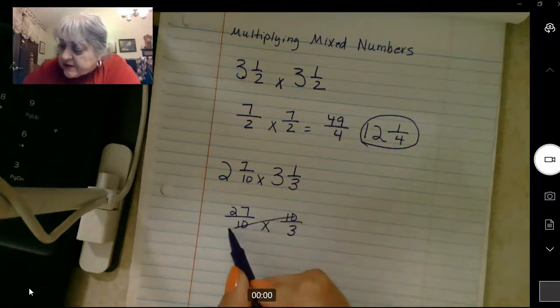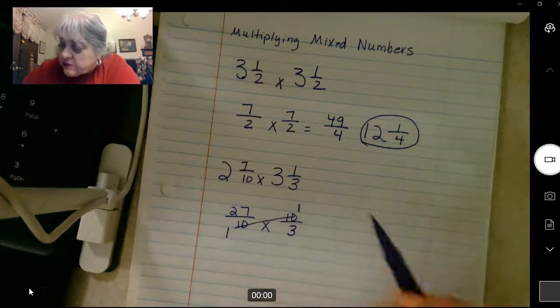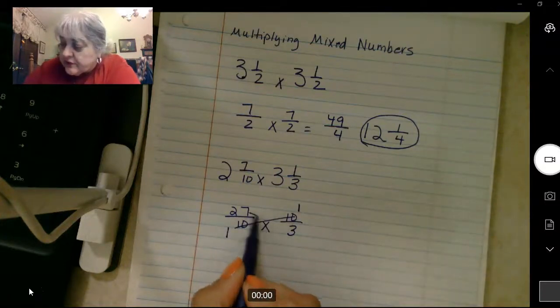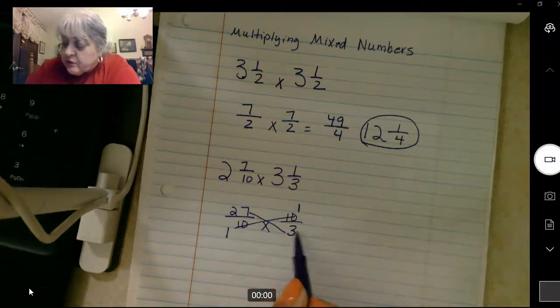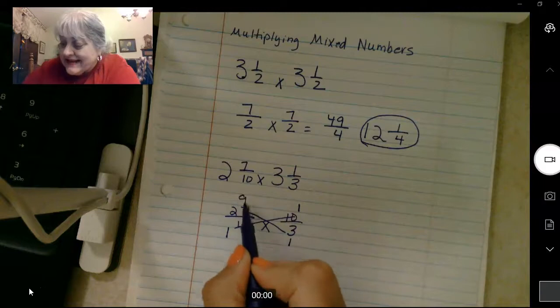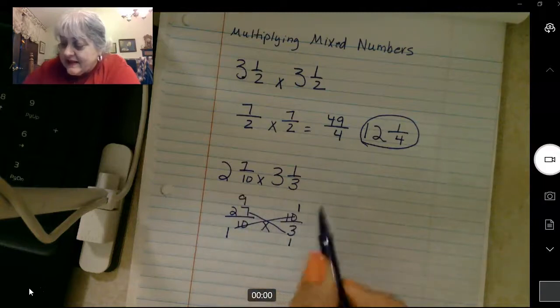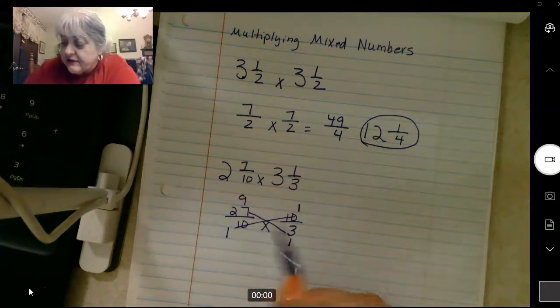10 will go into 10 one time, and 10 will go into 10 one time. I look at 3 and 27 on the cross. I know that I can divide both of those by 3. 3 will go into 3 one time. That's the same as 3 divided by 3. 3 will go into 27 9 times. That's the same thing as saying 27 divided by 3.